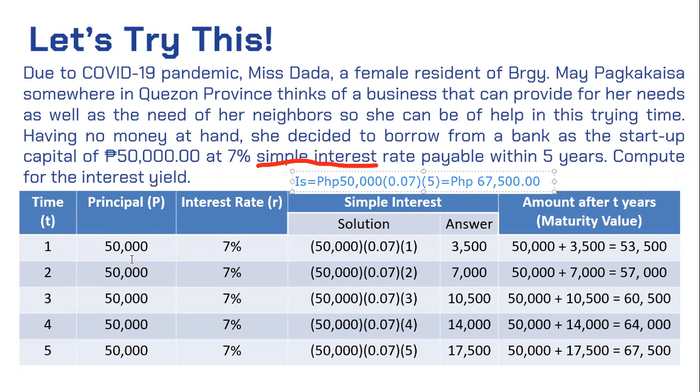Kung ayaw ninyo ipakita by means of table, so with the use of the formula, you'll be able to arrive at the same answer, which is 67,500 pesos. Any question with regards to the first problem? With the first example on simple interest? None po. Okay, thank you.